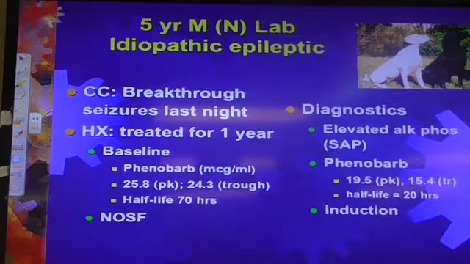So for Bo, no sense going to another drug. Let's just up his dose. We should be able to do that safely.